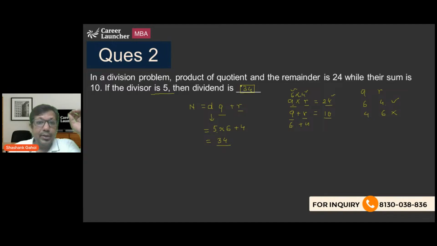Always remember that your remainder is always going to be less than your divisor. Then only it is going to be true. If your remainder is greater than the divisor, then divide it further and keep on dividing it unless you get your remainder that is less than divisor. That's the most important thing. So I hope everyone is clear with question number 2.